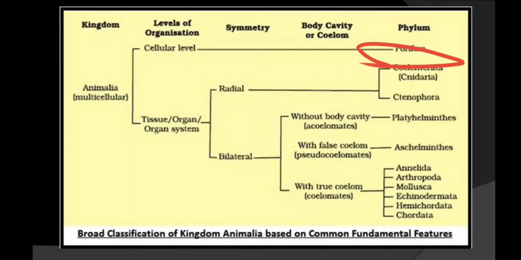This is the first phylum, and that is Porifera. It has a cellular level of organization. So all the members of Porifera have a cellular level of organization. The body is made up of cells.